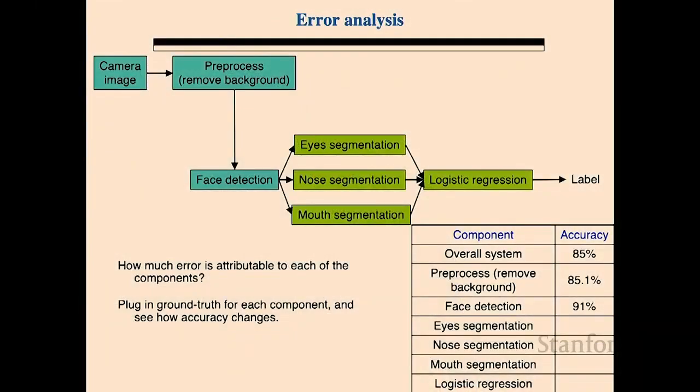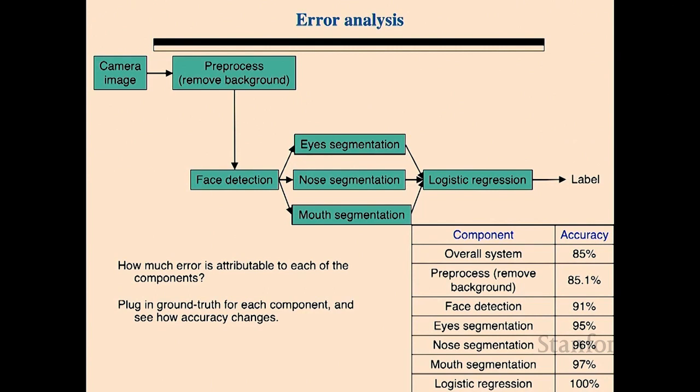So let's just go in and, on the test set, give it the perfect face detection for every single example, and then look at the final output and see how that changes the accuracy of the final output, right? And then same for these components: eye segmentation, nose segmentation, mouth segmentation, and you do these one at a time. And then finally, for logistic regression, if you give it the perfect output, your accuracy should be 100%, right?